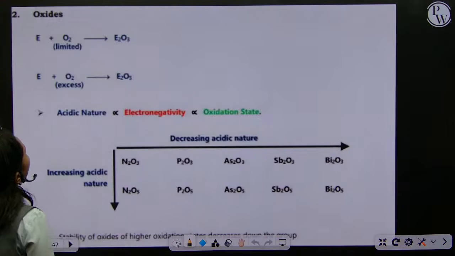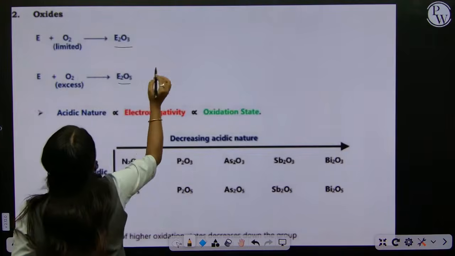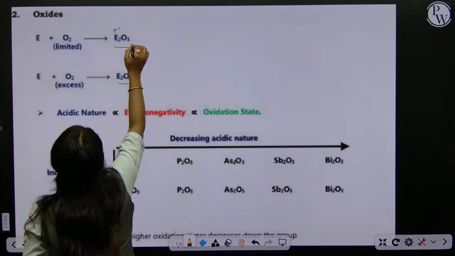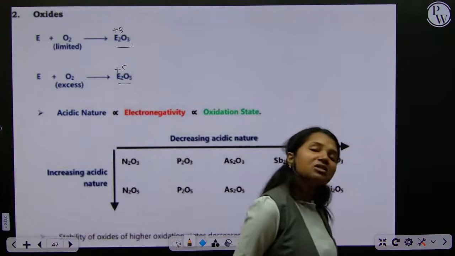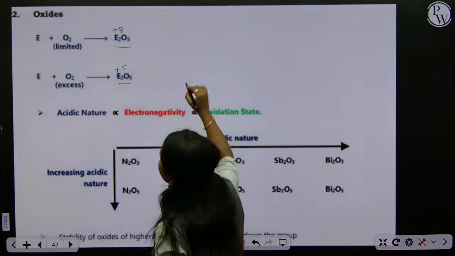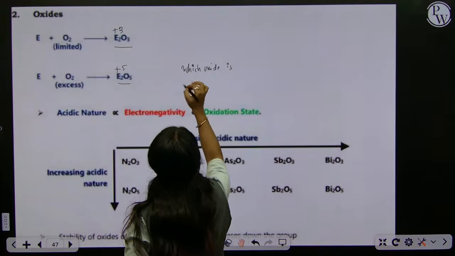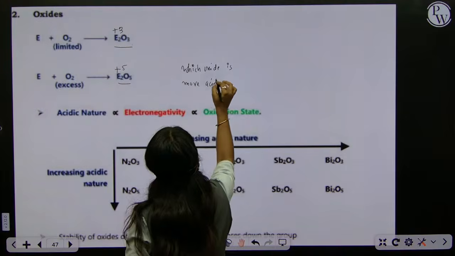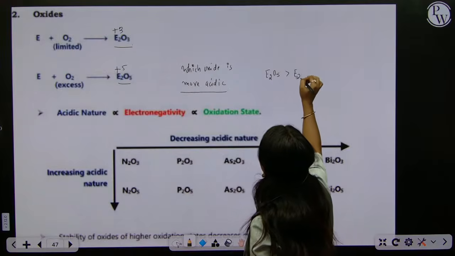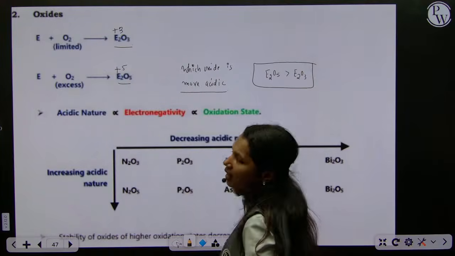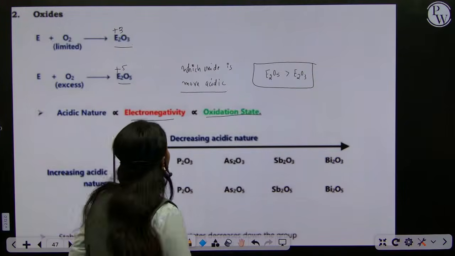So next is oxides. What type of oxides do they form? They form E2O3 and E2O5. So here it is plus 3 and here it is plus 5. Which oxide is more acidic? The answer is E2O5 is more acidic than E2O3, right? Acidic nature is directly proportional to the oxidation number.